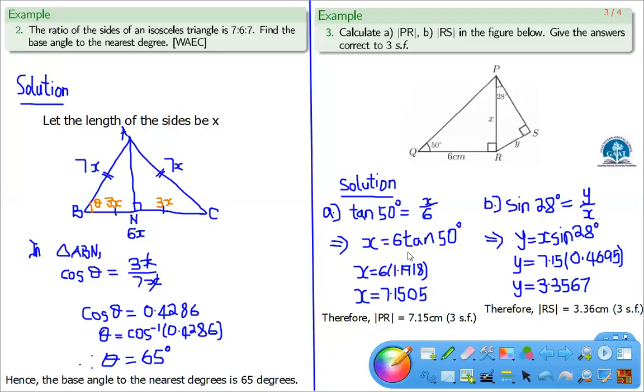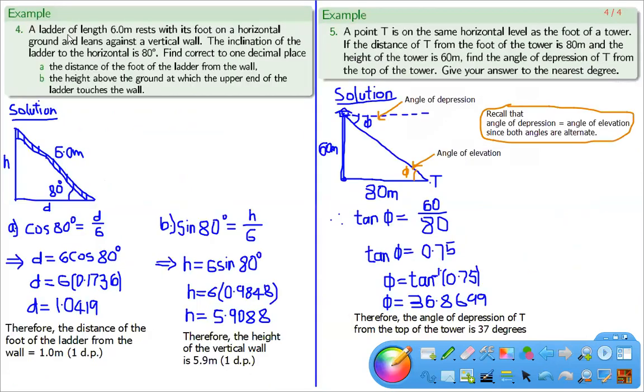Here's example 4. A ladder of length 6.0 meters rests with its foot on horizontal ground and leans against a vertical wall. The inclination of the ladder to the horizontal is 80 degrees. Find, correct to one decimal place: A, the distance of the foot of the ladder from the wall. B, the height above the ground at which the upper end of the ladder touches the wall.